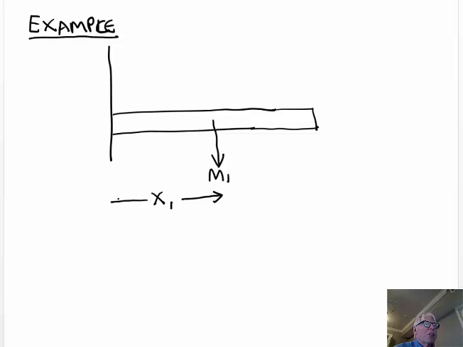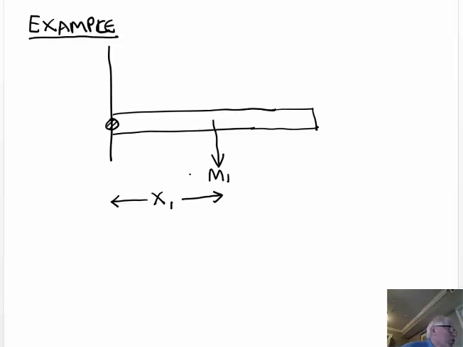Measuring from the turning axis, and the turning axis is there. I decided to put the turning axis there, and the principle I'm using is that if this object is in equilibrium, I can put the turning axis anywhere, and the sum of the torques about that turning axis will be zero.